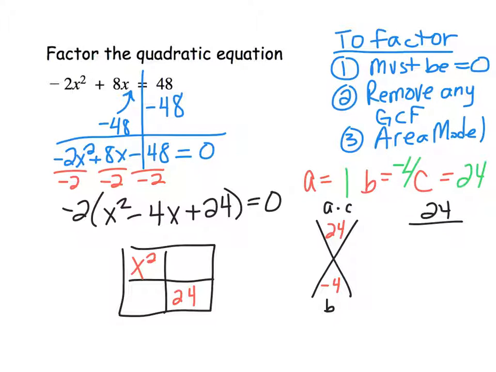So I know that it needs to be a negative times a negative to be a positive and still add up to a negative. So I need two negative numbers that when I multiply them together equal 24. So we're going to start with negative 24 times negative 1, negative 12 times negative 2, negative 8 times negative 3, negative 6 times negative 4, and that is all of them.